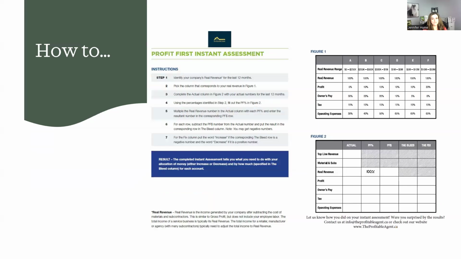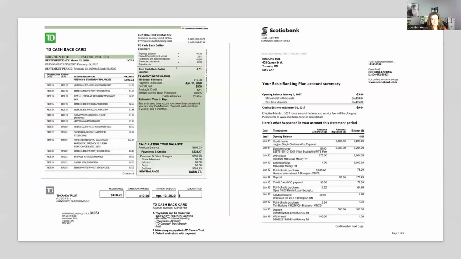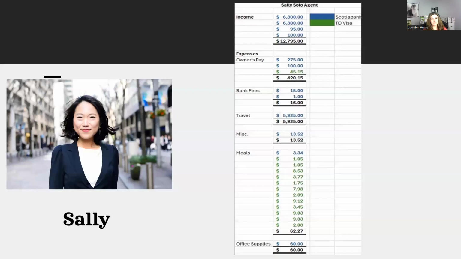So here's the download that we are going to access today. We are going to use 12 months worth of bank statements for our first example, and we're going to show you two different ways how to implement this. Our first method is to use Excel. This is Sally, a fictitious agent, and we're going to use her numbers today in order to calculate our instant assessment.